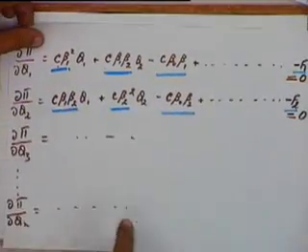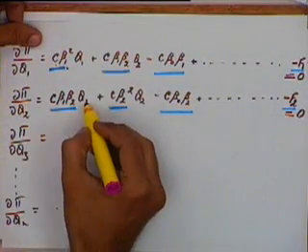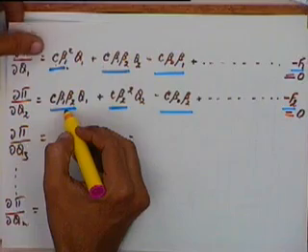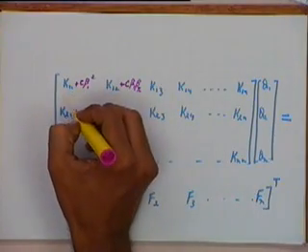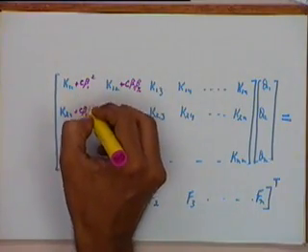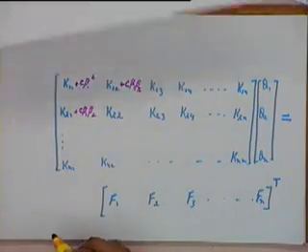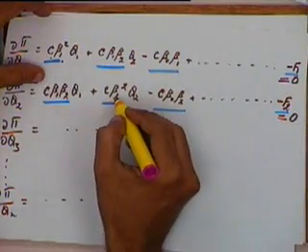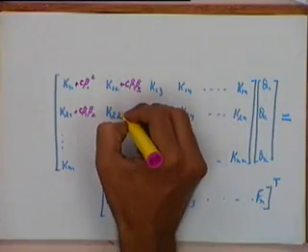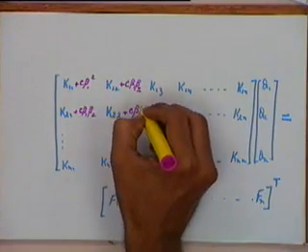Okay, similarly if I take up the second equation, the coefficient of Q1 has got C times beta 1 beta 2. So I will add plus C times beta 1 beta 2. And the coefficient of Q2 has got C beta 2 squared. So this plus C times beta 2 squared.